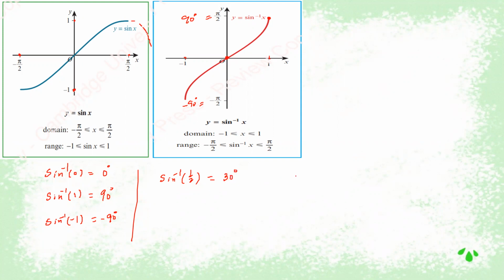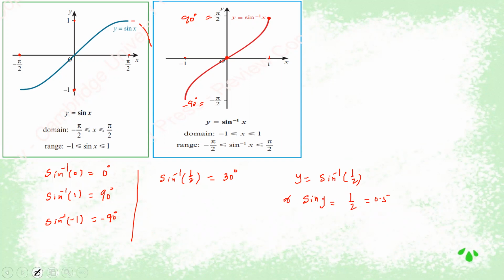In other words, you can say that, for example, let's suppose y is equal to sine inverse 1 over 2. Or we can say that sine of y is equal to 1 over 2. 1 over 2 means 0.5. So which angle of y will give me exactly 1 over 2?